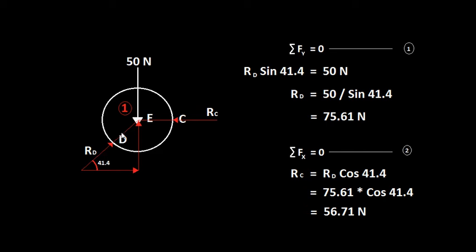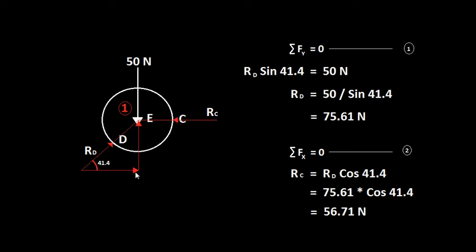So you have two components for RD. If you are taking 41.4, this will be the cos component of this angle, and this will be the sine component of the angle. So by applying the equilibrium equations, first taking the summation of all forces in vertical direction or along y-axis is 0, you have one force acting vertically downward and one force vertically upwards. So these should be equal for the equilibrium of this system. So this will be RD sine 41.4, and that should be equal to 50 Newton. So RD equal to 50 divided by sine 41.4, that is 75.61 Newton. So that is the reaction at D.